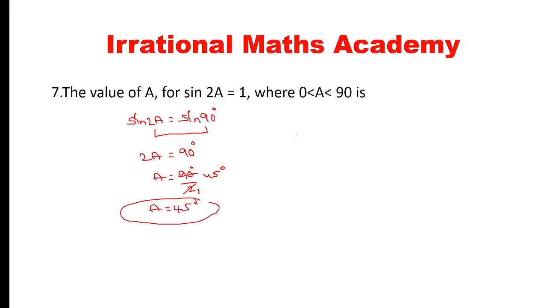And you can check the condition also. So our theta value should be in between what? It should be greater than 0 and less than 90 degrees. That is what we got, which is between 0 and 90.